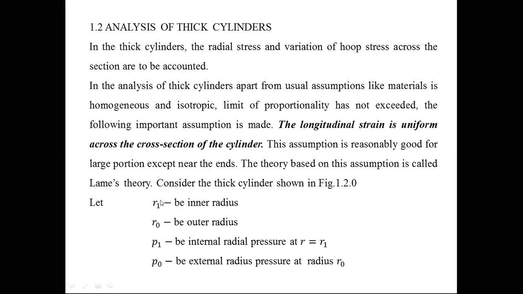Let us write down all these things. While I am speaking, write running notes, so that time is not wasted. Let R1 be the inner radius, R0 the outer radius, and P1 the internal pressure, denoted when r is equal to R1. When we say internal radius R1, the internal radial pressure is also given as P1. Similarly, R naught is the outer radius, and the external radial pressure is called P naught.